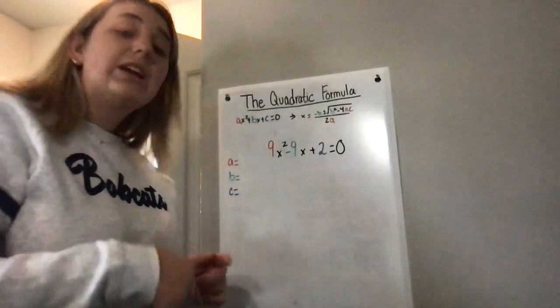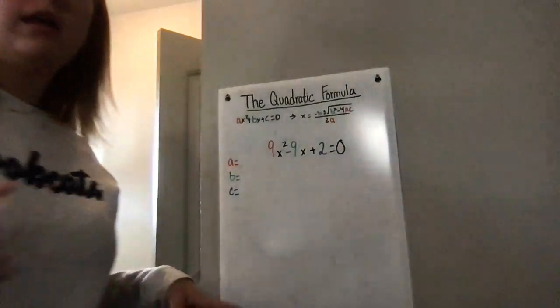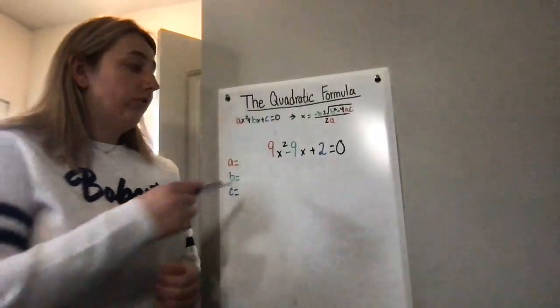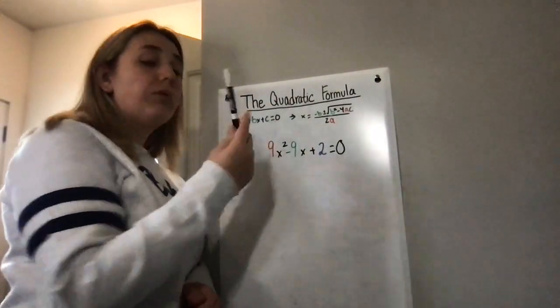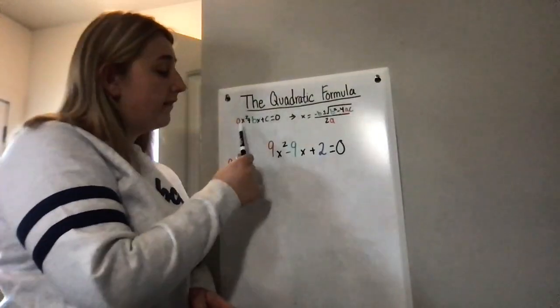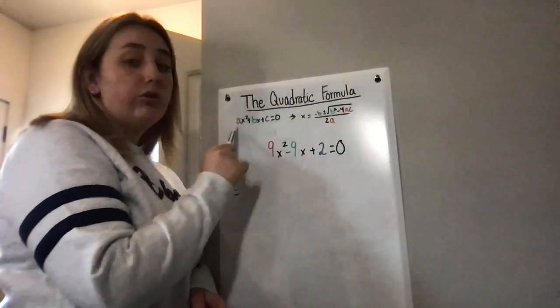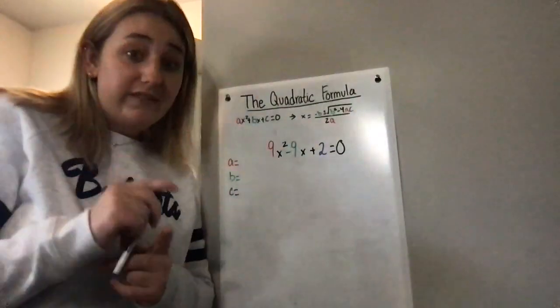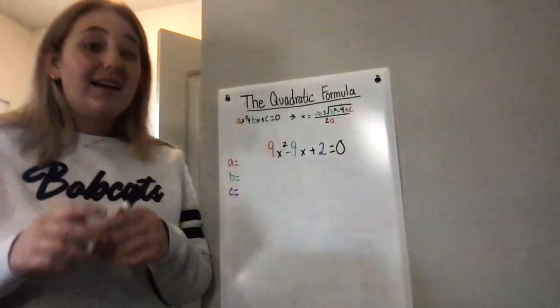Now today we are going to be learning the quadratic formula. So the quadratic formula is used when we are factoring numbers. When we first learned to factor, a few lessons ago, we learned this equation right here: ax squared plus bx plus c is equal to 0. We are trying to find the x.